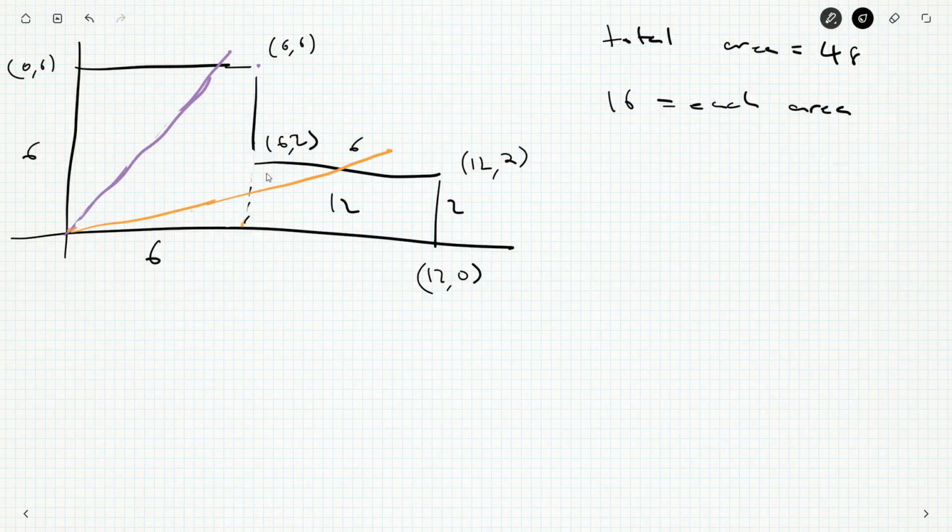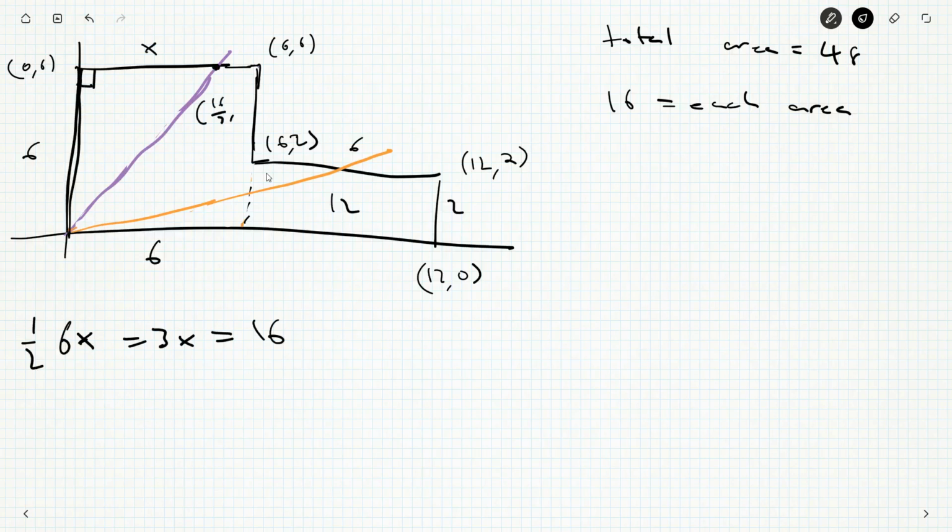And so now the question is, okay, it passes through there. What must those points be? Up here for the purple one, we've got a nice little right angle triangle, and I have a base of 6, and let's say we go along x distance here. I know that 1/2 times 6 times x, which is 3x, needs to be 16. So the x coordinate of this point needs to be 16 thirds. And of course the height's going to be the same old 6.